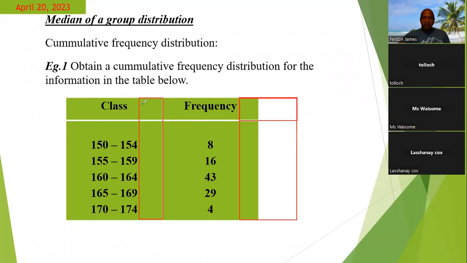Can anybody remind me how we calculate our boundary values? Sir, the upper class limit of the class with the lower class limit of the following class. All right. We add those together and then divide by 2. All right, and there's a shortcut method to that.